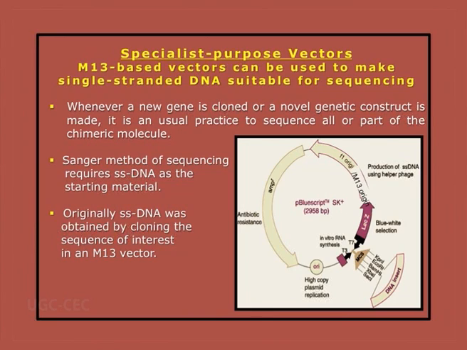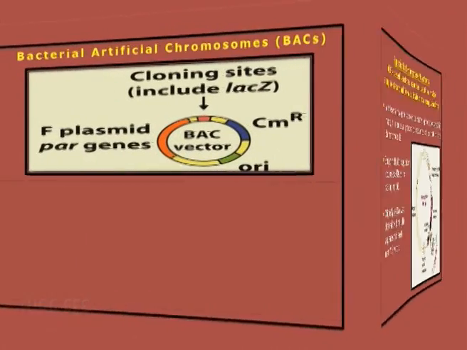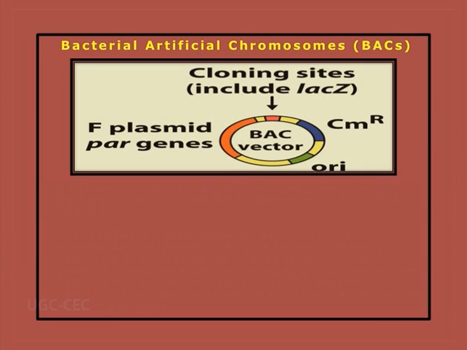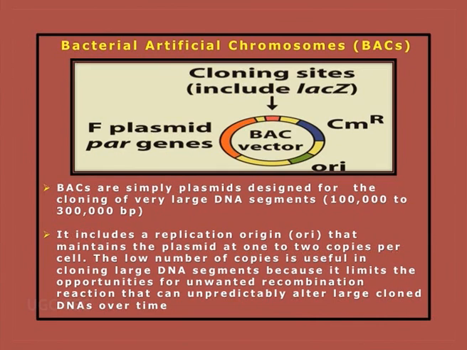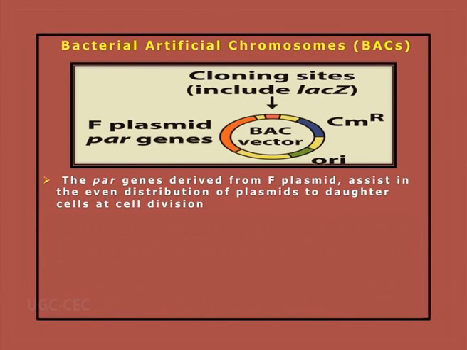Now, if we want to clone even larger fragments, then we go for bacterial artificial chromosomes. What are BACs? They can clone very large DNA fragments. BACs are used for making genomic libraries. They include a replication origin that maintains the plasmid at 1 or 2 copies per cell, unlike other cloning vehicles which exist in multiple copies. But it has a tremendous cloning capacity, and the par genes derived from the F plasmid assist in the even distribution of the plasmids to the daughter cells.